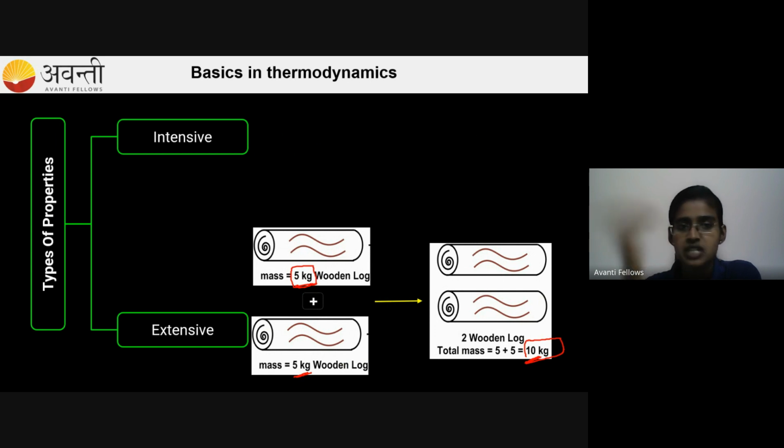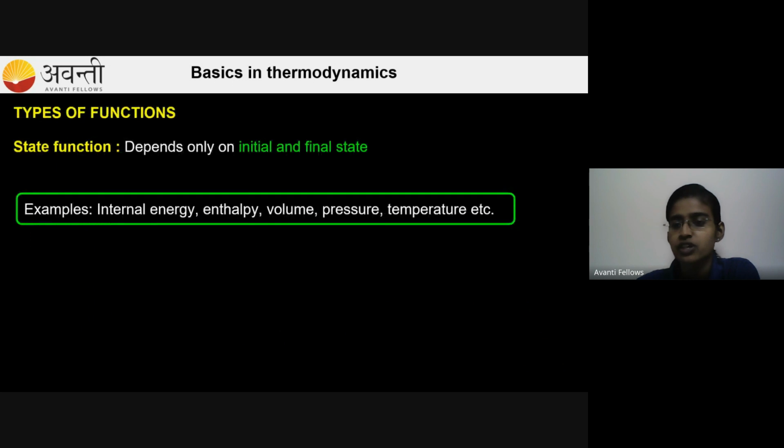Okay. Shall we move on to the next topic? As types of properties, intensive and extensive, clear for all? Those who are watching, is this clear for all? Shall we move on to the next slide? Yes, good. Thank you so much for your response. Yeah, good.